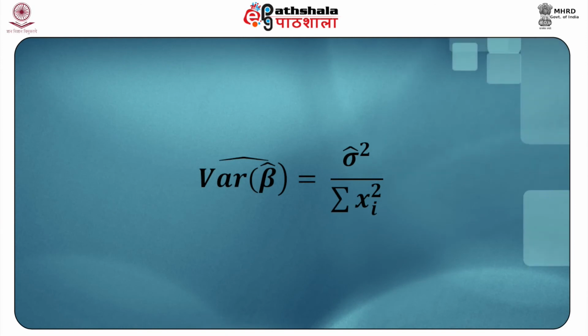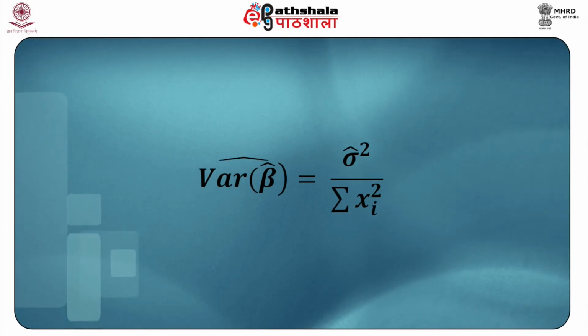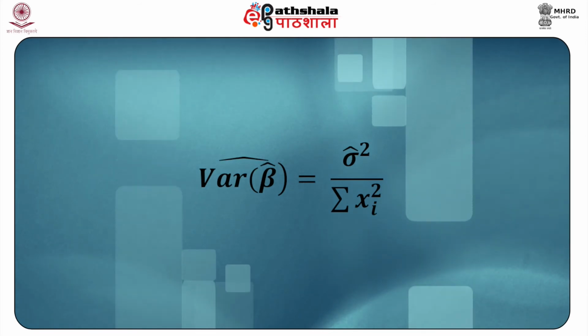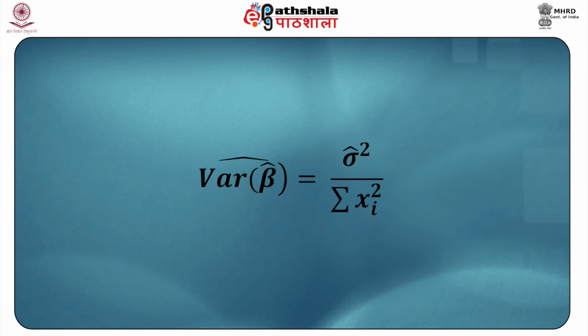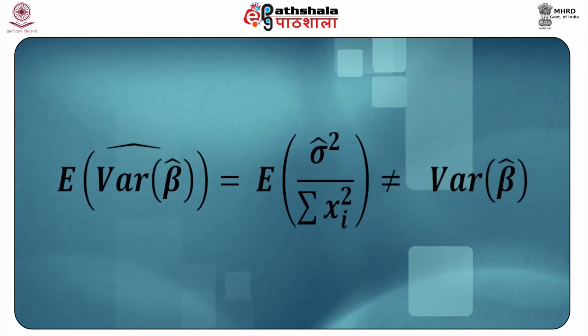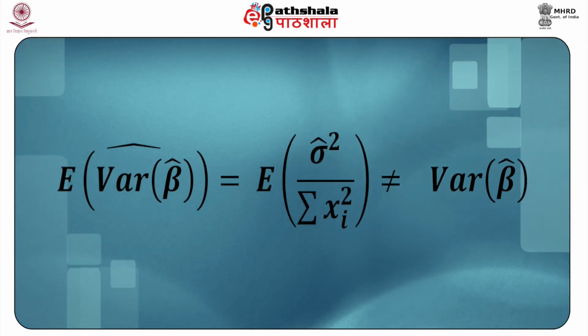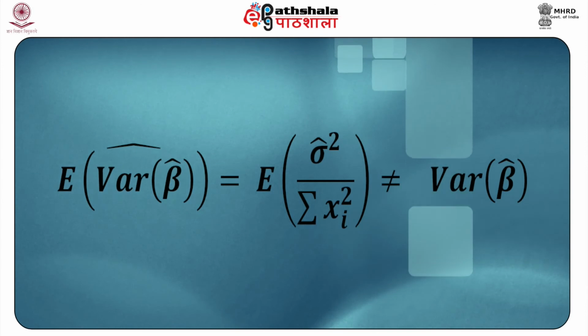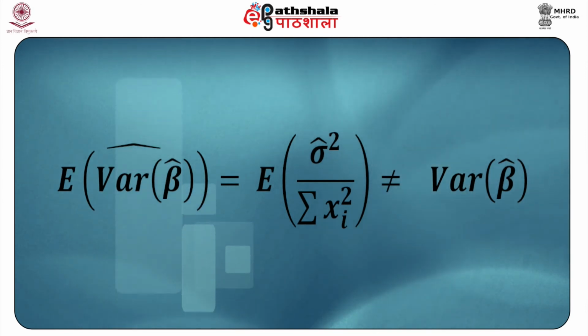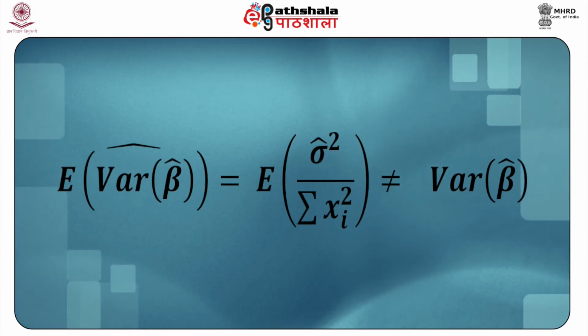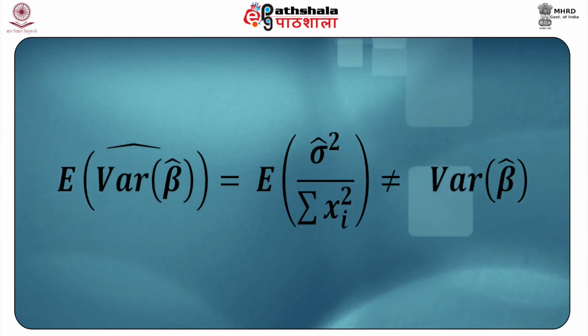The OLS procedure that ignores heteroscedasticity gives an estimate of the variance of beta hat equal to sigma hat square upon sigma xi square. Now the expected value of this estimated variance of beta hat is equal to the expected value of sigma hat square upon sigma xi square, and is not equal to the variance of beta hat. The OLS estimator of the variance of a regression coefficient is thus biased and inconsistent.